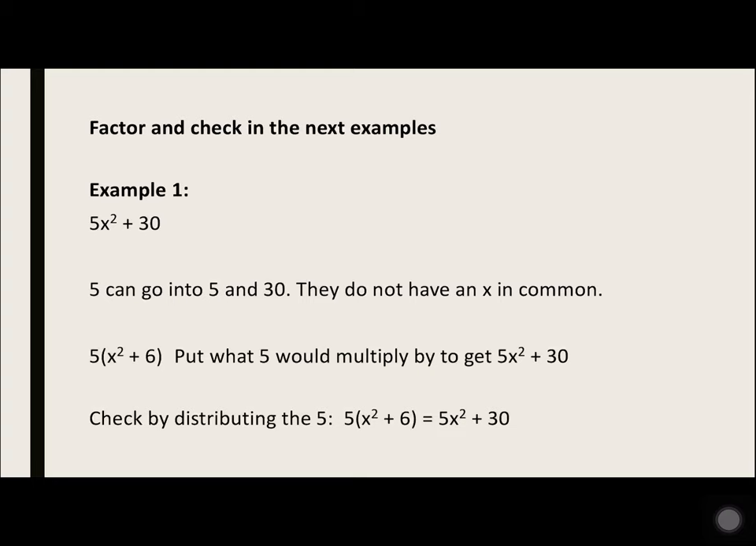Example 1, 5x squared plus 30. 5 can go into 5 and 30. They do not have an x in common. There's not an x on the 30. Put 5 out front, put what would multiply to get 5x squared plus 30 in the parentheses. Check by distributing the 5. 5 times x squared plus 6. 5 times x squared is 5x squared. 5 times 6 is 30.